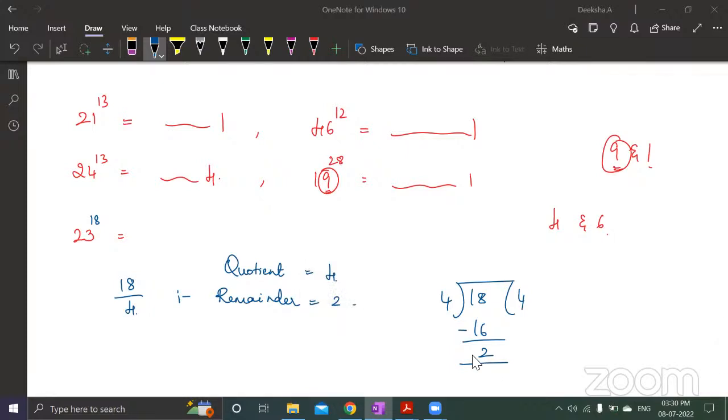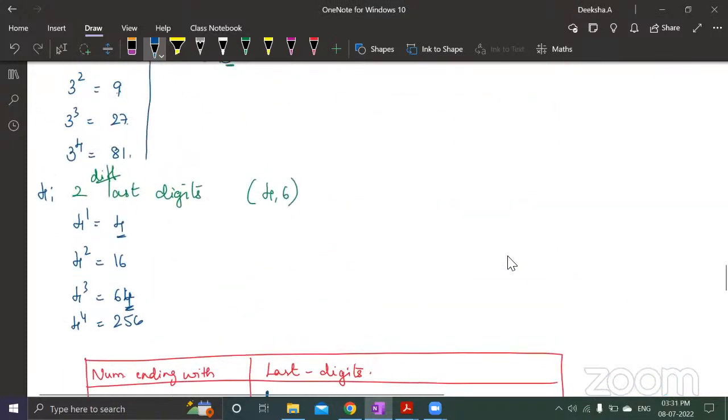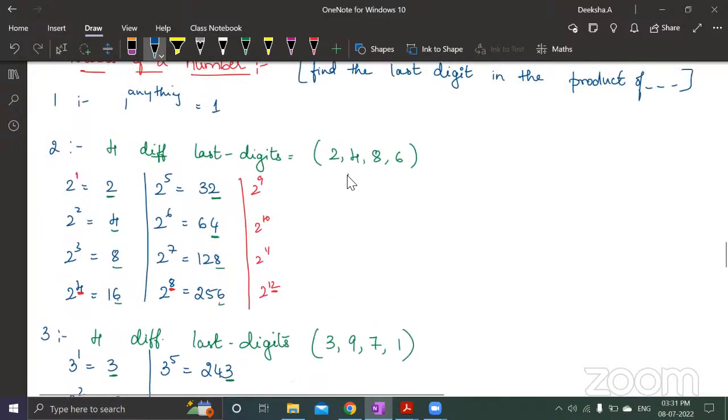So what does this mean? You have 4 cycles of this number. This number repeats in 4 cycles, and then there are 2 extra numbers. That is the meaning of quotient and remainder. Now this 4 is there, and this remainder. So you have 4 cycles like this, right? This is 2 power 12. Then this is 2 power 16. Then you have 2 power 17 here, 2 power 18 here. You need to find how many cycles of 4 are done.